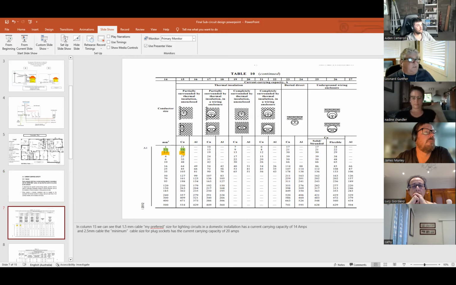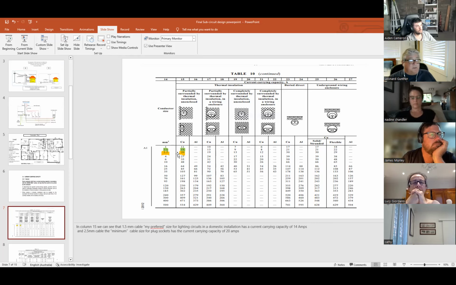Here's a table, Table 10. It says here that we've got these cables, and we've got conductor size in this column. You'll see that I've highlighted 1.5 and 2.5. When we look at cable sizes for power circuits, the minimum size cable for a power circuit is 2.5 millimeter squared, so we have to use that as a minimum. Generally when we wire a house, we wire our power circuits with 2.5 millimeter squared.